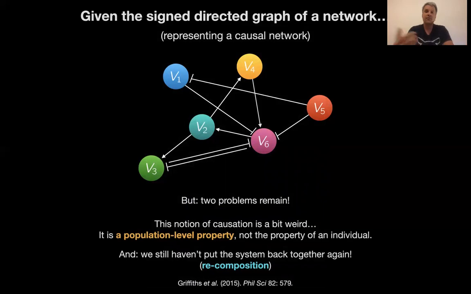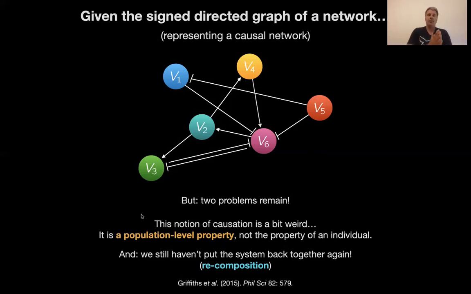So we have two problems that remain. The first one is this notion of causation. It is a bit weird. I'm still trying to get my head around it. It is a population level property, okay? You need to measure variation over different individuals. So don't we want to know what's causing something in an individual? And how would we do that? I don't know. We'll come back to that later.